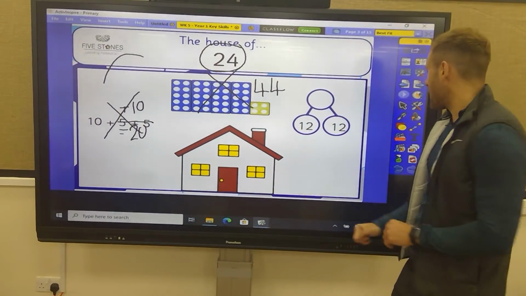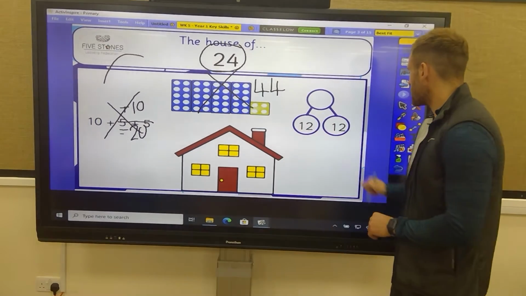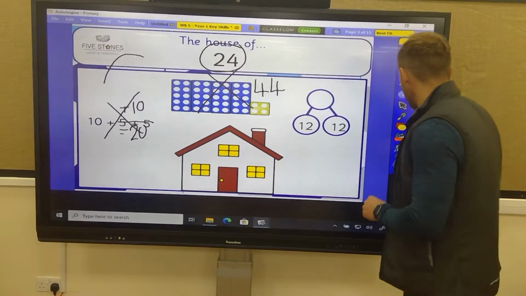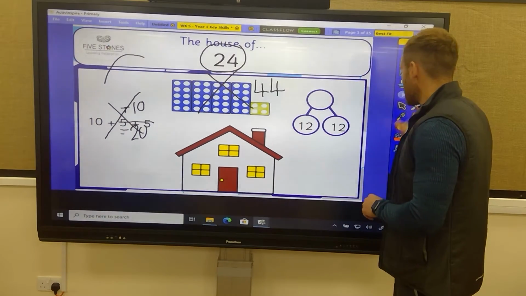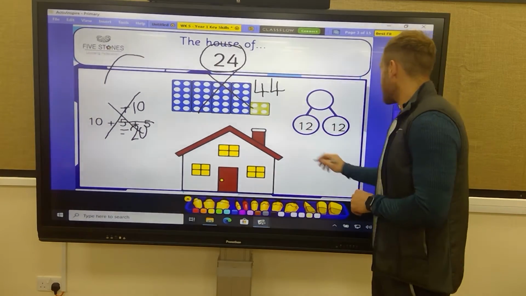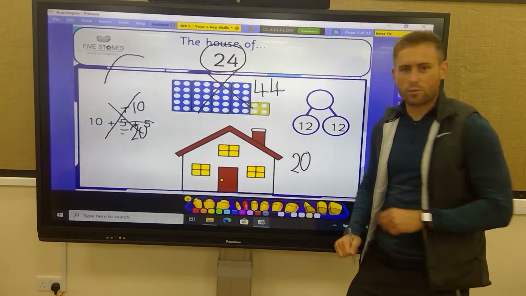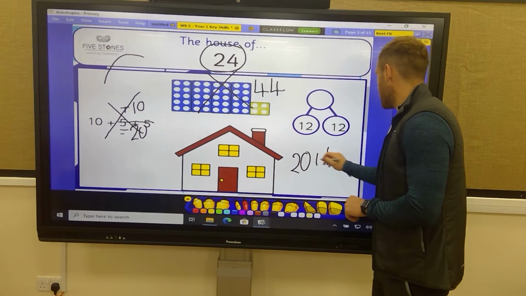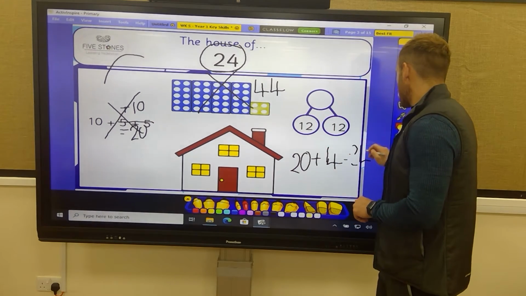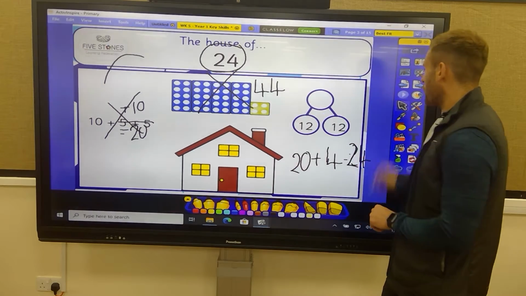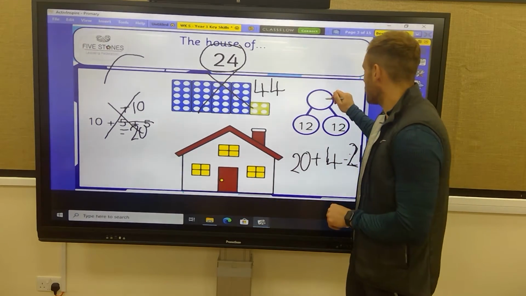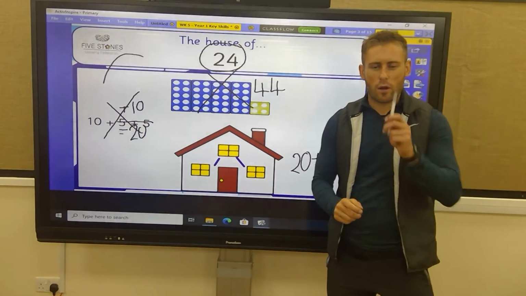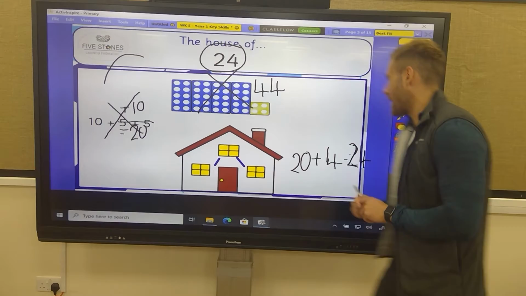And then finally, our part whole model, we've got 12 and 12. Does anybody know what double 12 is? Well, let's have a go at double 10. So we can double 10. Double 10 is 20. And then double 2 is 4. And 20 and 4 is 24. Fantastic. So yes, our part whole model can enter our house of 24. Well done if you managed to figure those out.